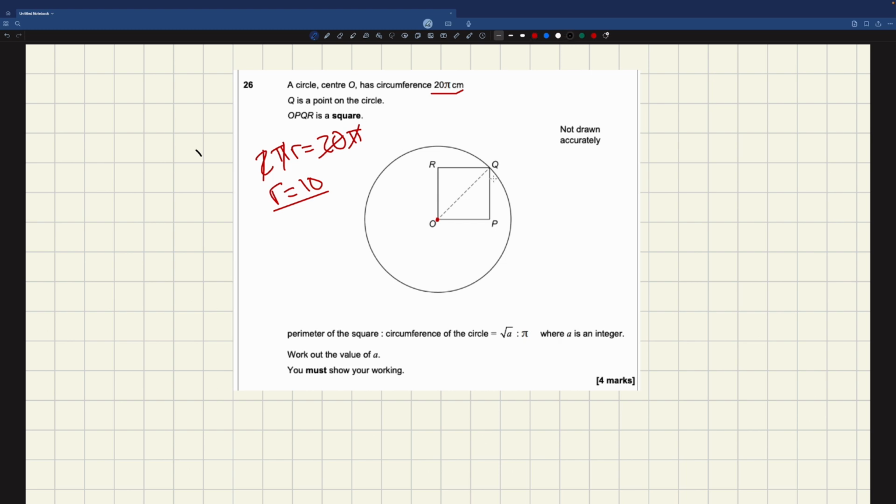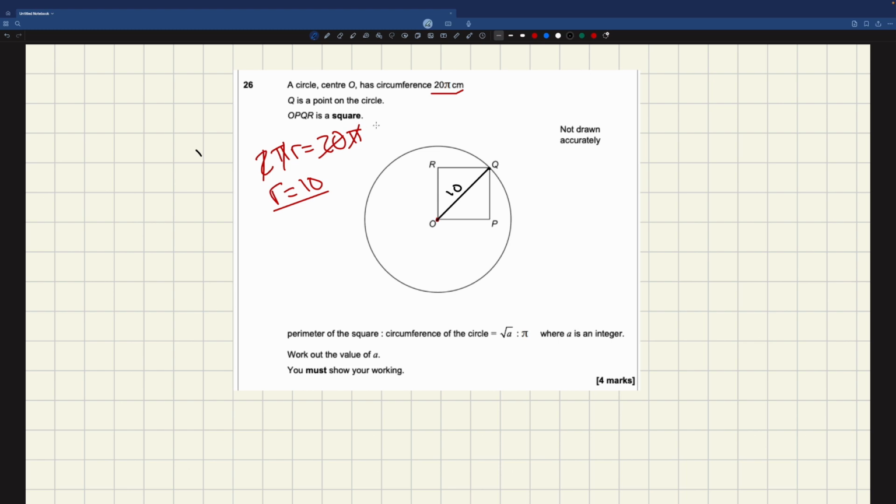Q is a point on the circle. All right, why was that given to us? Well, that was given to us so that now we know that OQ is by definition a radius. So we know that OQ is equal to 10. All right, perimeter of the square is proportional to the circumference of the circle, such as the square root A is proportional to pi. That's very significant as well, where A is an integer.